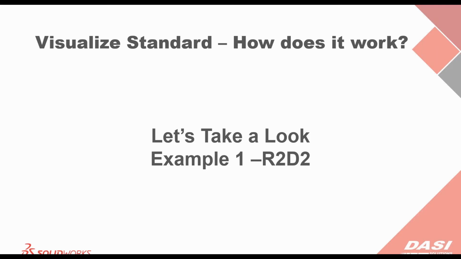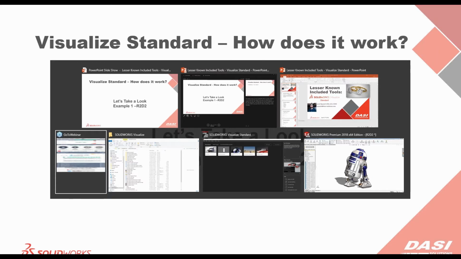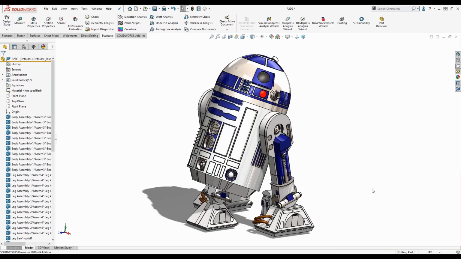Being that the second installment of the new Star Wars, The Last Jedi, was just released, I chose to use this R2D2 example here to show a few things within Visualize. So first I'm going to jump over to SOLIDWORKS just so we can see exactly what we're looking at here. So of course I have this model in SOLIDWORKS of the R2D2, right?